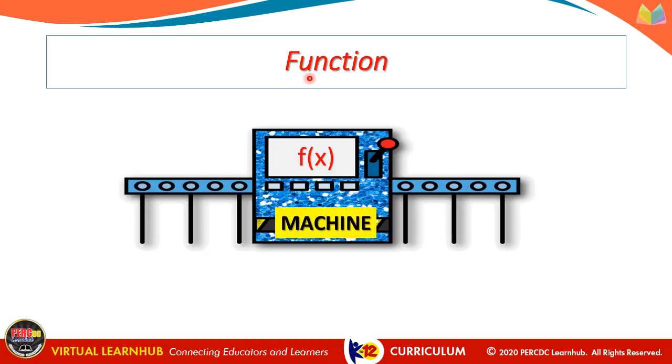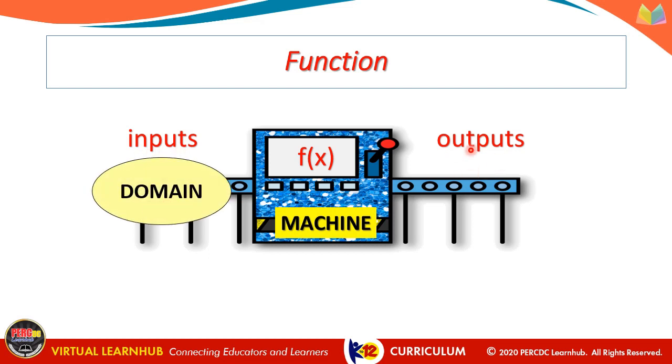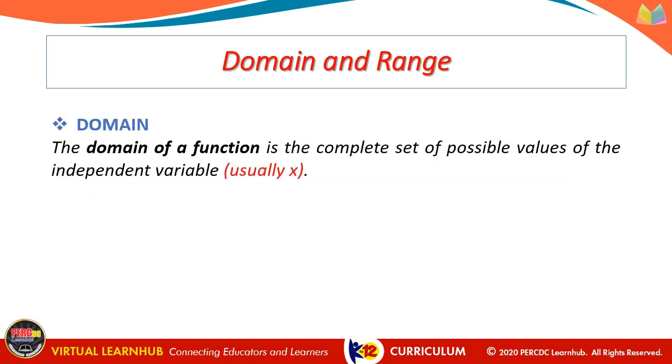We can also think of a function as a machine that is labeled f of x or function of x. Again, this is read as f of x or function of x and not f times x. But we should not limit ourselves to using the letter f. We could also label a function as g of x, h of x, or whatever letter you want. Just like any other machine, a function can accept input and turn them into output. In a function, the inputs are called the domain and the outputs are called the range.